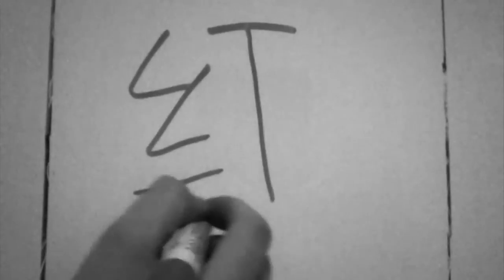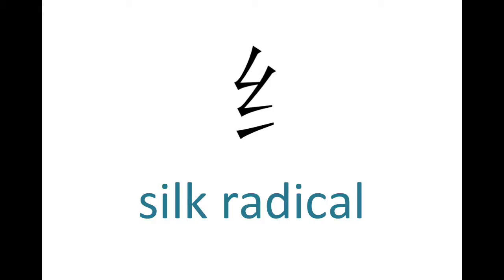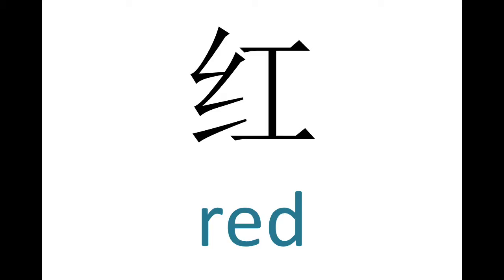So this is how you draw red. And the part on the left is a radical for silk. So you can think of like really beautiful, luscious red silk, right? So great, that's red. This is the character for blue.